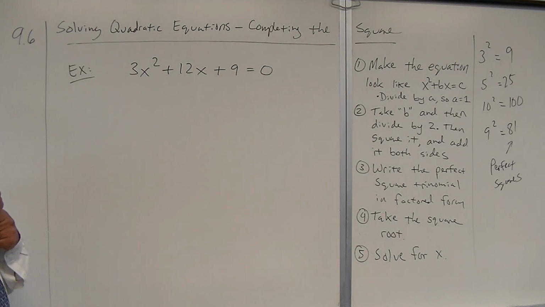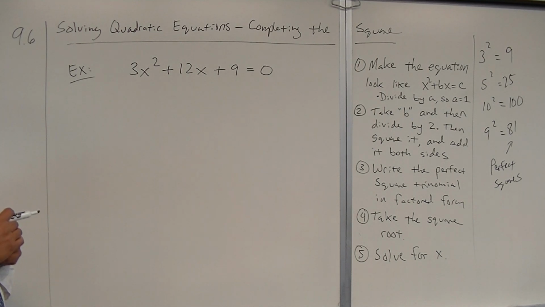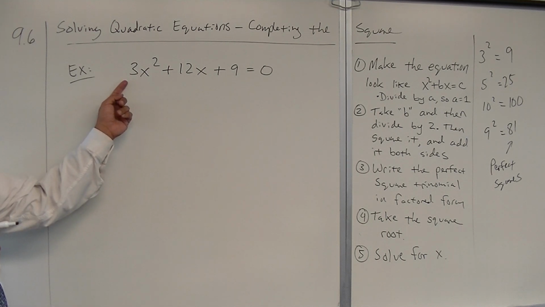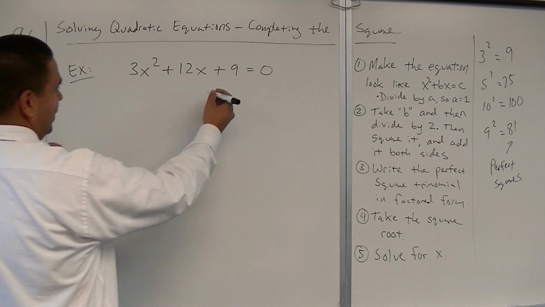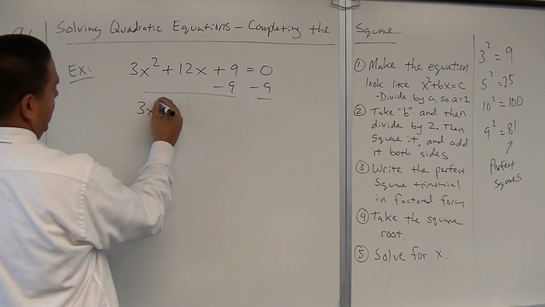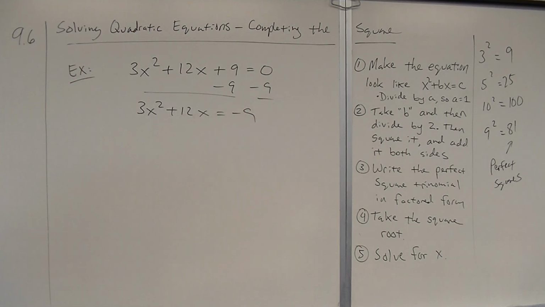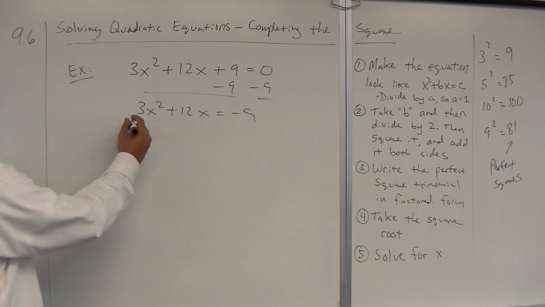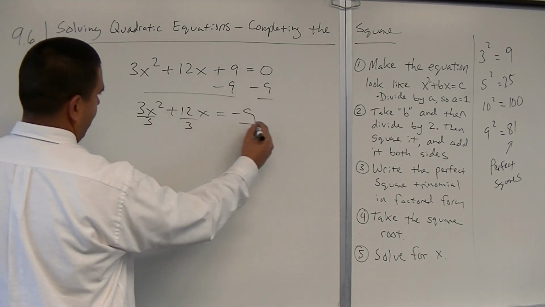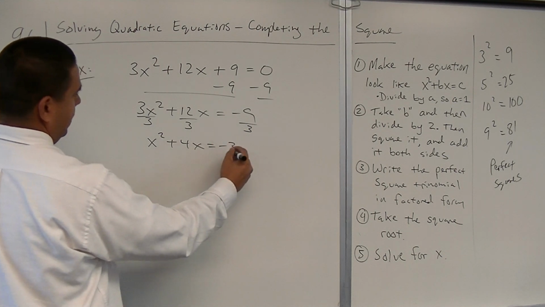So I think some of you were on the right track, and then I saw you guys struggling towards the middle. So let's go over it. First step, subtract the 9. Good. So we get 3x squared plus 12x equals negative 9. Then what? Divide by 3. So x squared plus 4x equals negative 3.